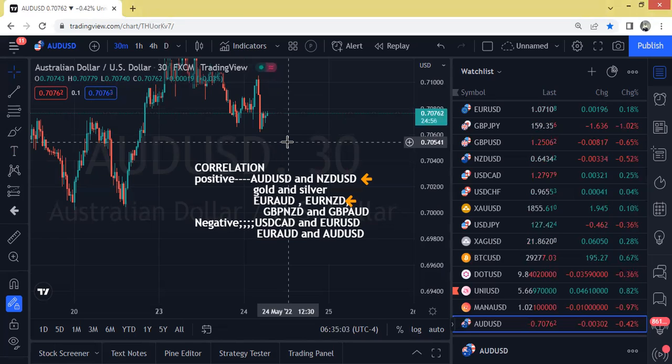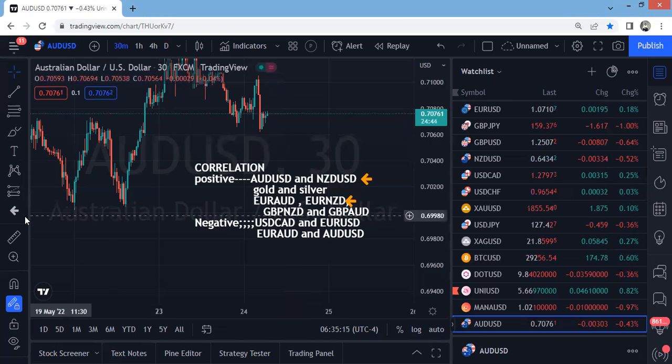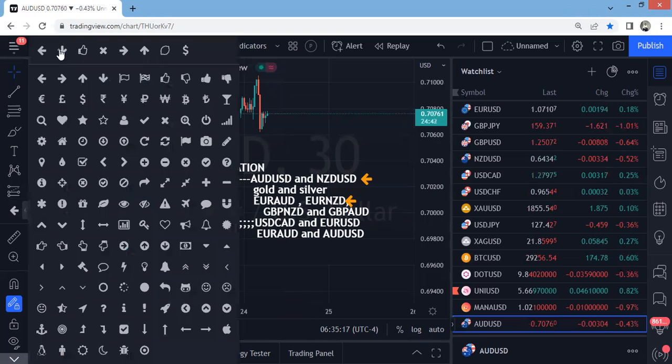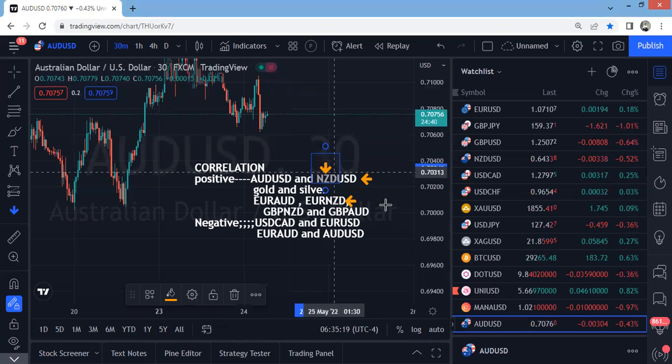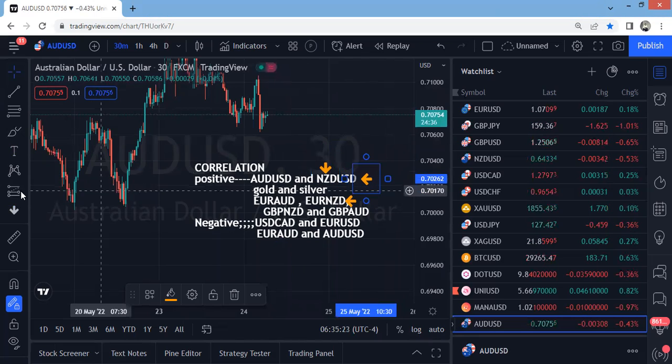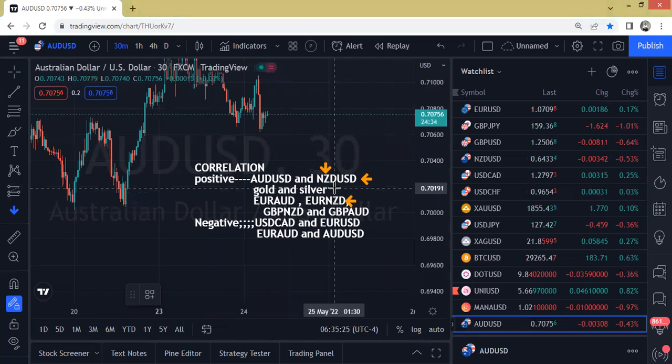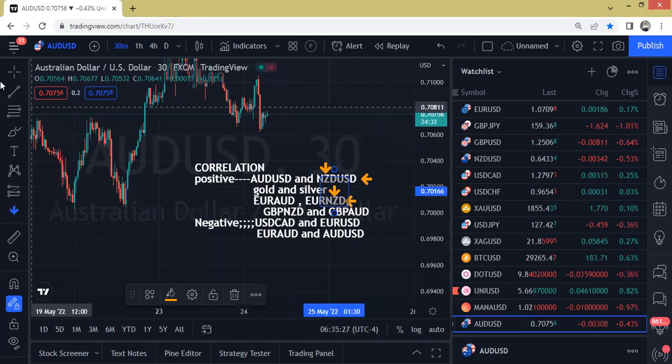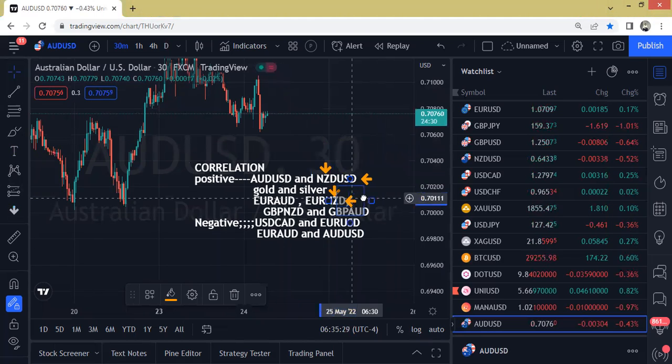Now there's one pair that appears in both of them, but in different positions. Look at it very well. It has one pair on both sides. Is it Euro Australia? Just look at what I just did.